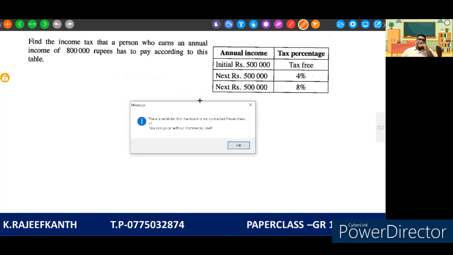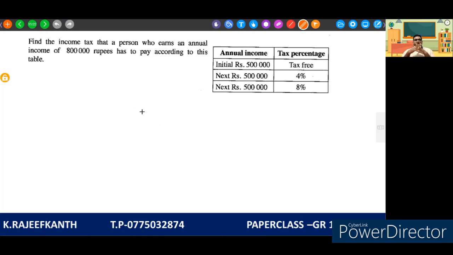Then the next one: find the income tax that a person who earns an annual income of 800,000 rupees has to pay according to this table. Now his annual income is 800,000. Here they have given some data: annual income and tax percentage.